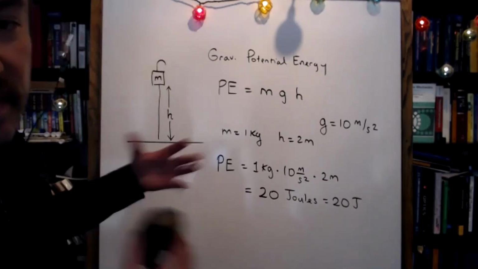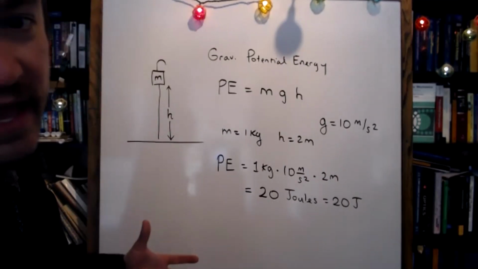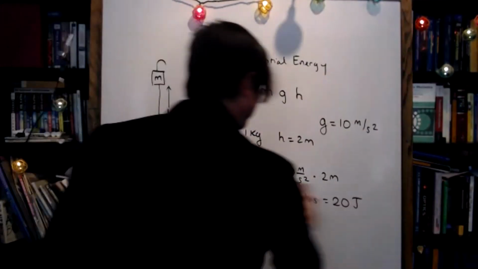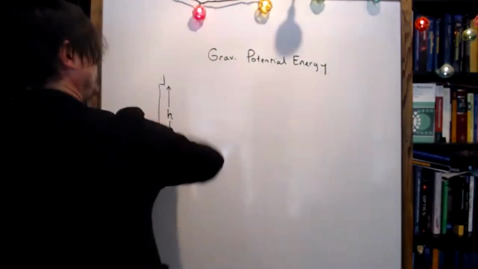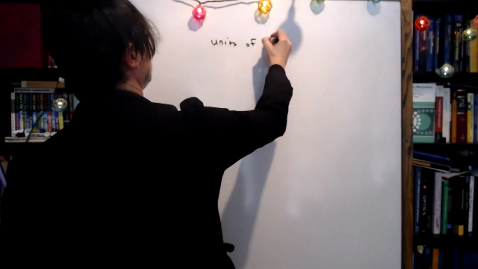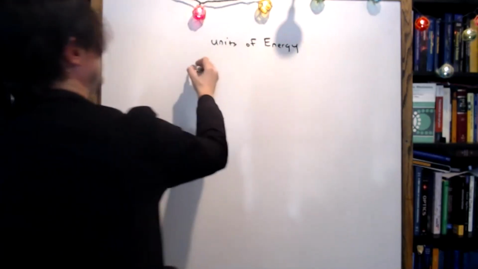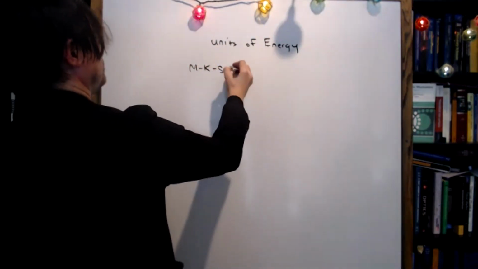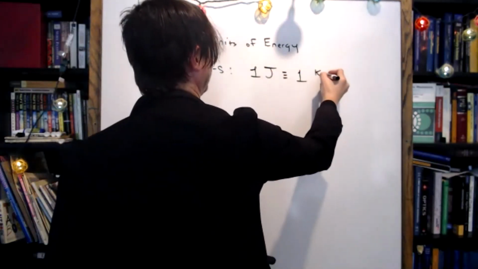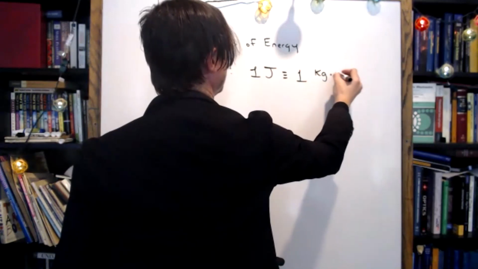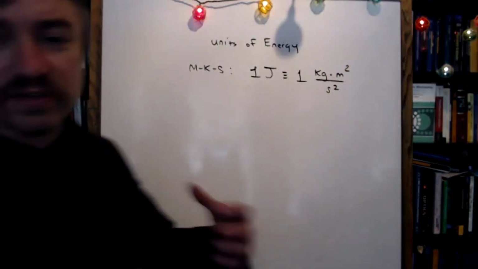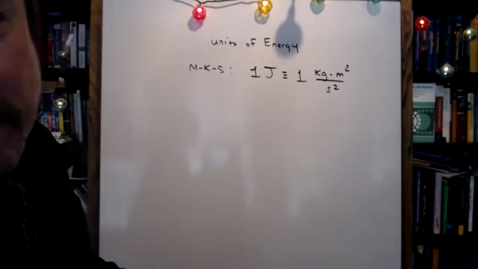Let's do a little riff on MKS versus other units of energy, okay? Before we go any farther, I'm going to erase here. And we're just going to talk about units of energy. In the MKS system of units, our standard unit is the joule, which is defined as 1 kilogram times a meter squared divided by a second squared. That's our standard unit of energy, a kilogram meter squared per second squared.